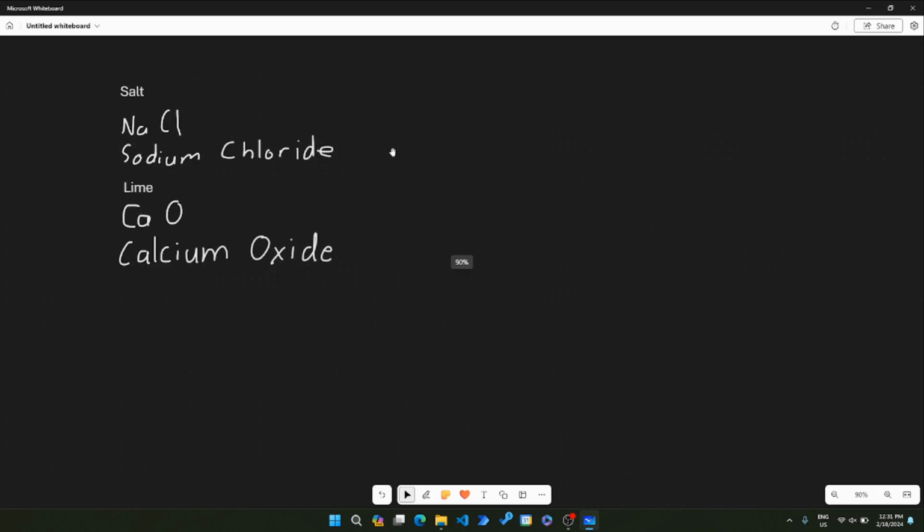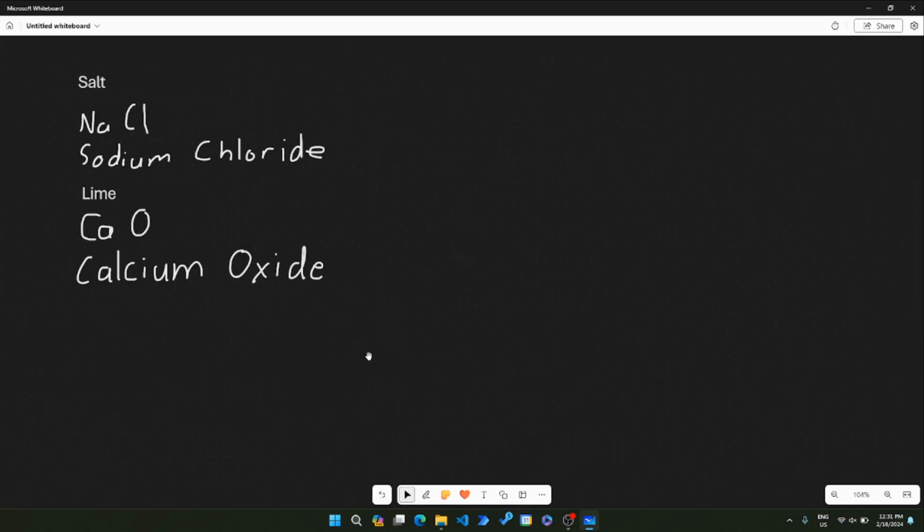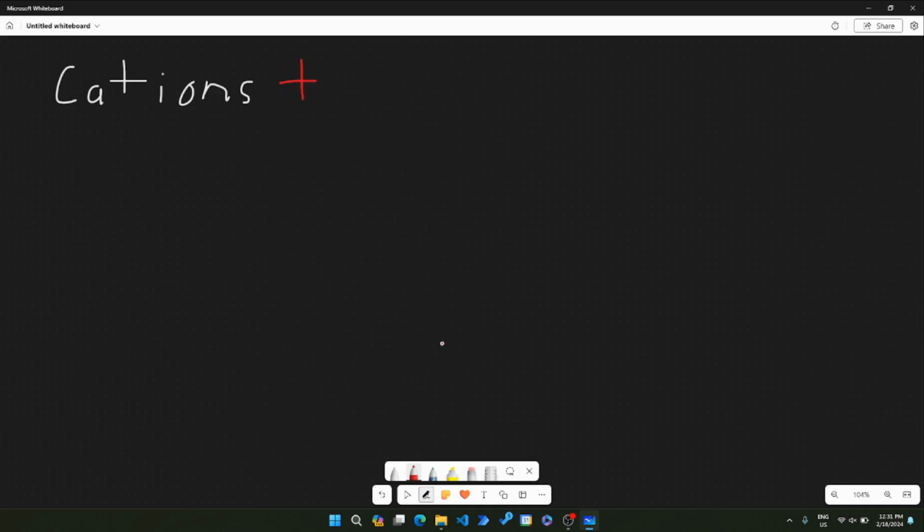So the first naming system has to do with ions. With ions, there are two types: cations, which are positive, and anions, which are negative. So first off, cations are pretty simple.